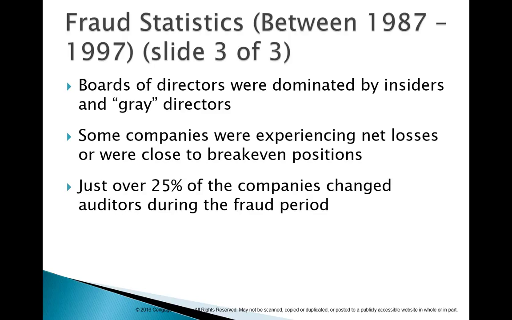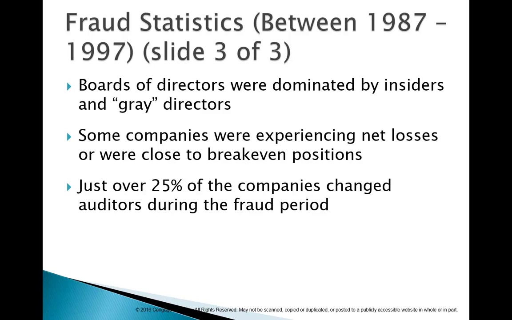So the people that were committing the fraud were also on the board of directors, overseeing the people who were also committing the fraud. So there was less oversight in those companies. And a lot of these companies in the 87 to 97 period were experiencing net loss or close to break even. That put a lot of pressure on them to show better earnings than what they should have actually reported, which is a loss or a break even.